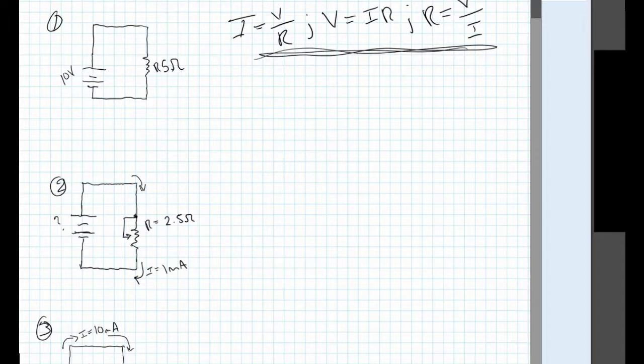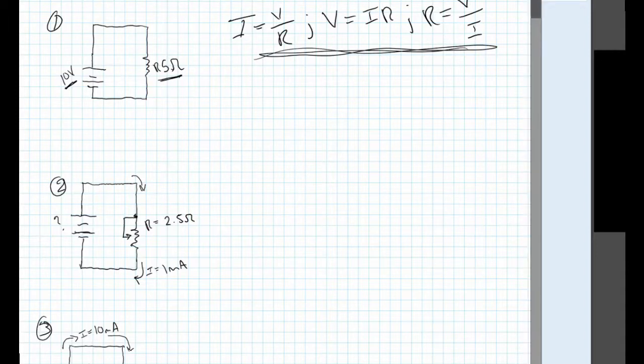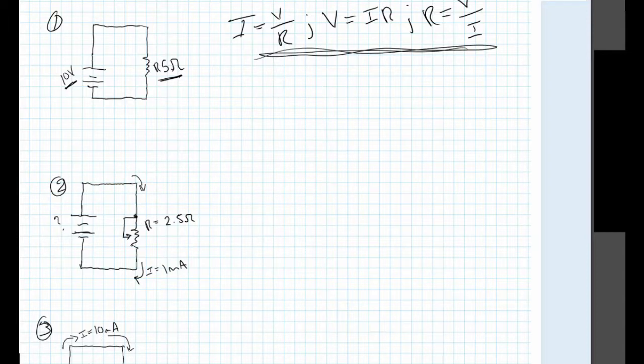All right. So first off, we'll start out really basic. We have a 10-volt DC battery pushing some current through a 5-ohm resistor. What equation are we going to be using? So if you think you have this figured out, go ahead and pause it and try to do it on your own. If not, let's try it.